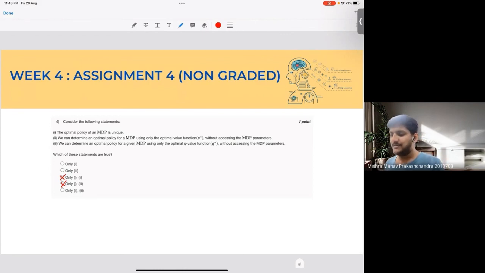Second is, we can determine the optimal policy for an MDP using only the optimal value functions V star without accessing the MDP parameters. No, that is not true. You can determine the optimal policy by only accessing the Q star value functions, because V star value functions exist only for the optimal policy, but you can have Q star values for non-optimal policies as well. So to determine the optimal policy, you can do that without accessing the MDP parameters and only using the Q star value functions. Not the V star value functions, but the Q star value functions. So here only statement 3 is correct. Statement 2 is incorrect. This is incorrect. So this statement is correct. So my answer here is option 3.